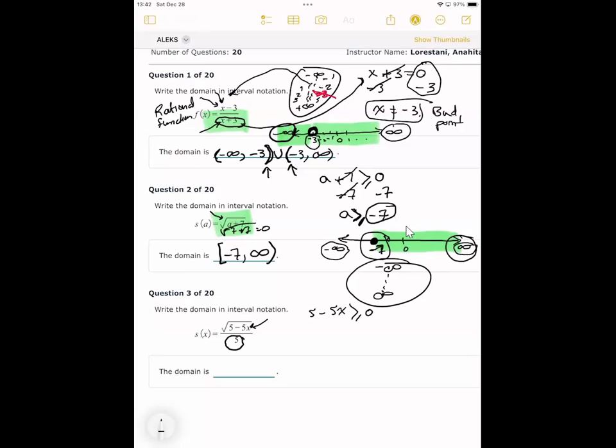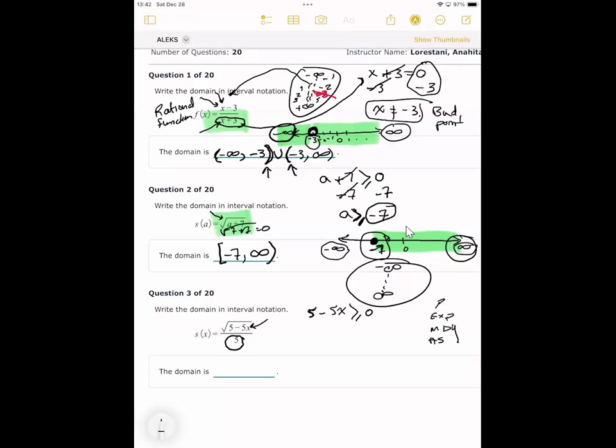So we want to make sure that this side is greater than or equal to 0. So first, you're going to get rid of this 5. Go to PEMDAS.